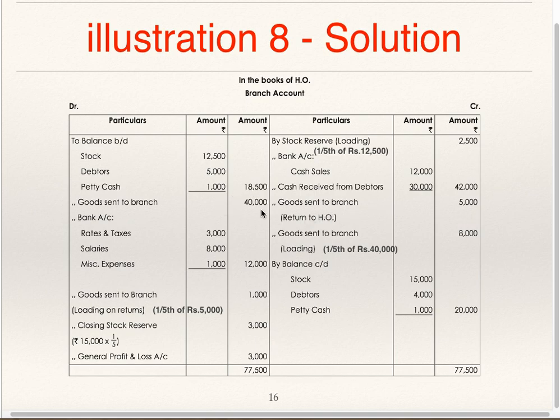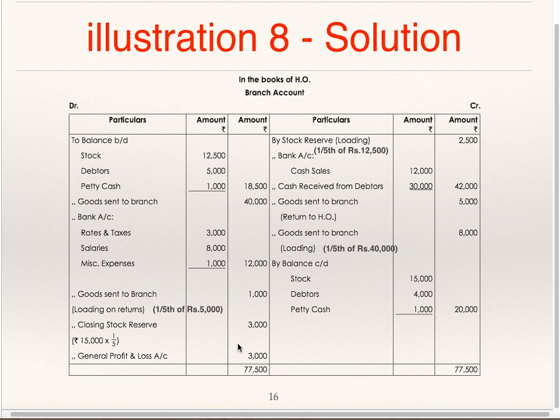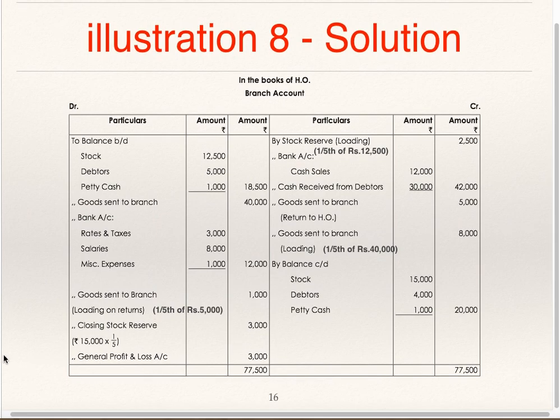To goods sent to branch account 40,000, loading is 1/5. Goods returned to branch 5,000; loading 1/5 of 5,000 is to be debited. So opening stock loading is credited. Goods sent to branch 40,000 loading is credited. Goods returned by branch to head office is credited, and loading is debited. Closing stock credit; 1/5 loading is to be debited. And the balance will be transferred to the general profit and loss account.